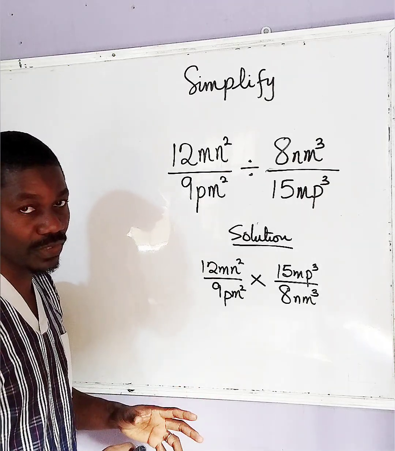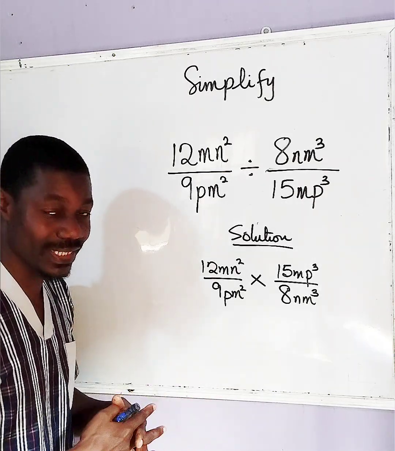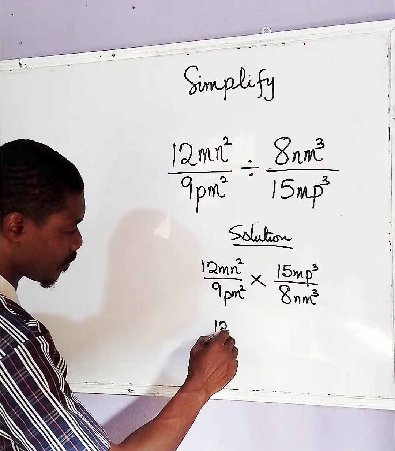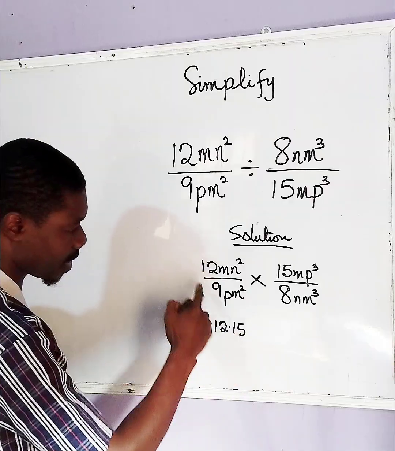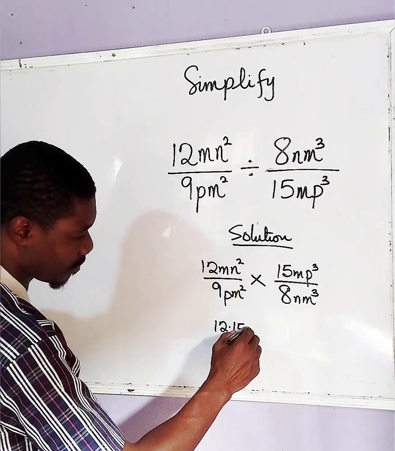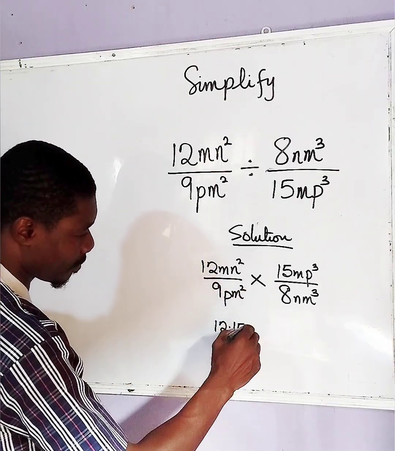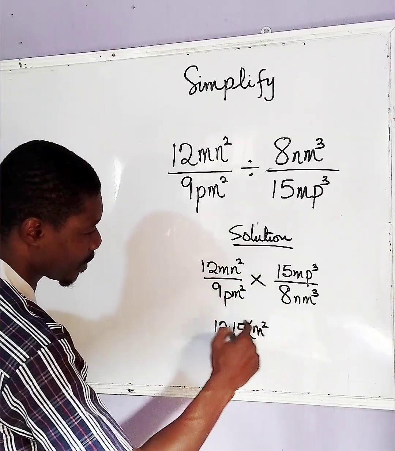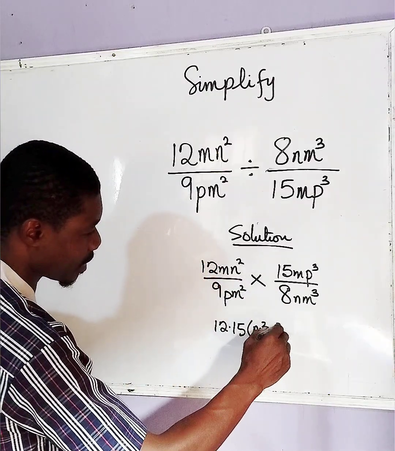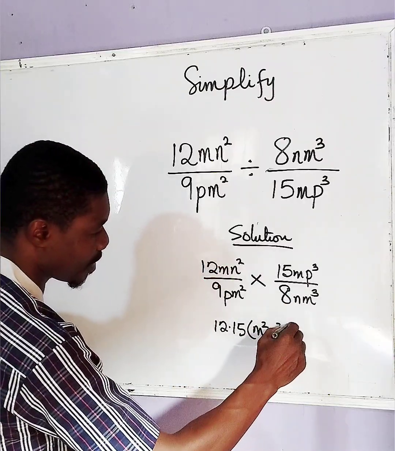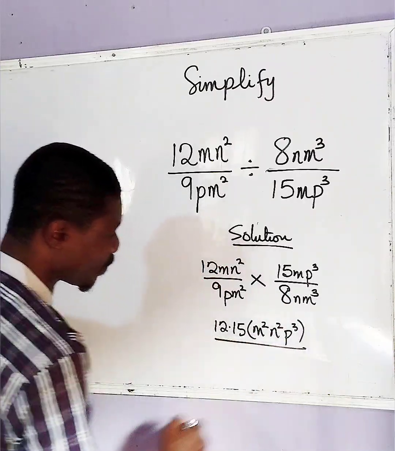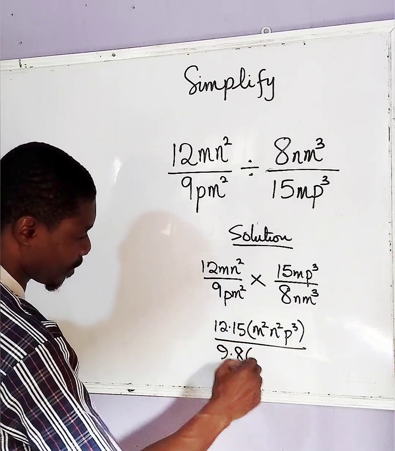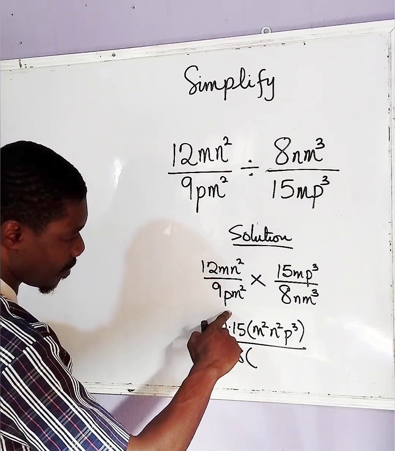Alright, so to this end, all we need to do first is to multiply both the numerator and the denominator. This is to help us combine the terms together. So here we have 12 times 15, that's this and this. Then m times m will give us m squared. Then here you have n squared. Then here we have p raised to 3. Then all over, we have 9 times 8. Then here we have p.